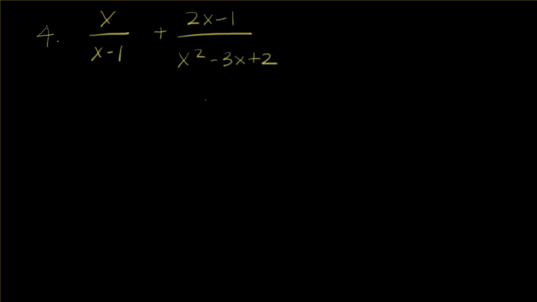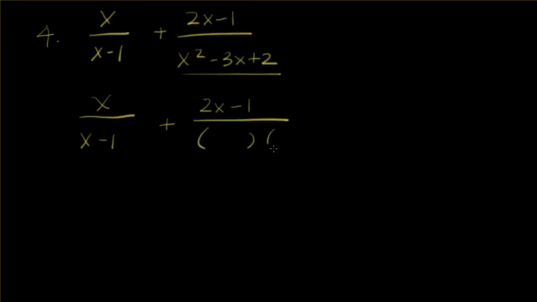Okay, so let's go ahead and take a look at these two expressions that we're adding together. First, in order to find the least common denominator, I have to go ahead and factor this trinomial. So we have x over x minus 1 plus 2x minus 1 over, I have x minus 2 and x minus 1. That's the way it factors.